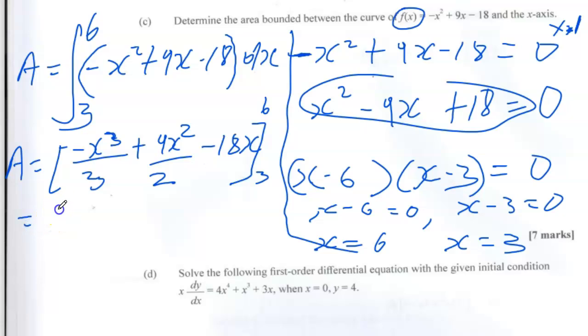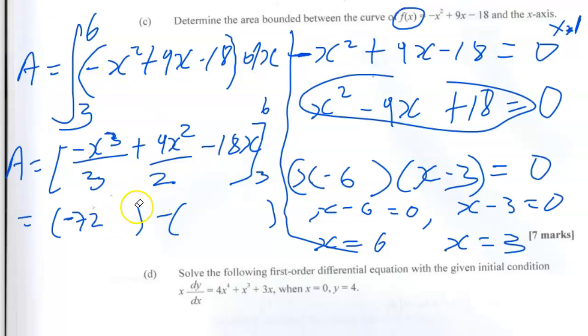Alright, so to get the area, we form two brackets. In the first bracket, replace x with the top number. So here is minus x to the power of 3. So 6 to the power of 3, that's 6 times 6 times 6, that's 216. Divide by 3, that's negative 72. In the next term, 9x squared, so it's 9 times 6 squared, divided by 2, so it's 9 times 6 times 6, divided by 2, that's 162.